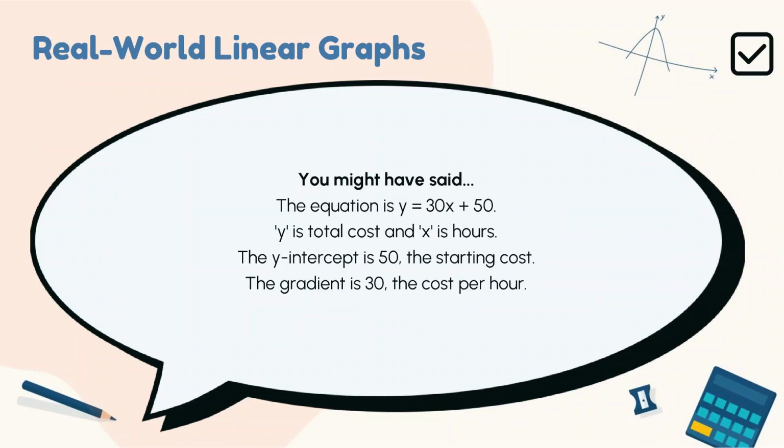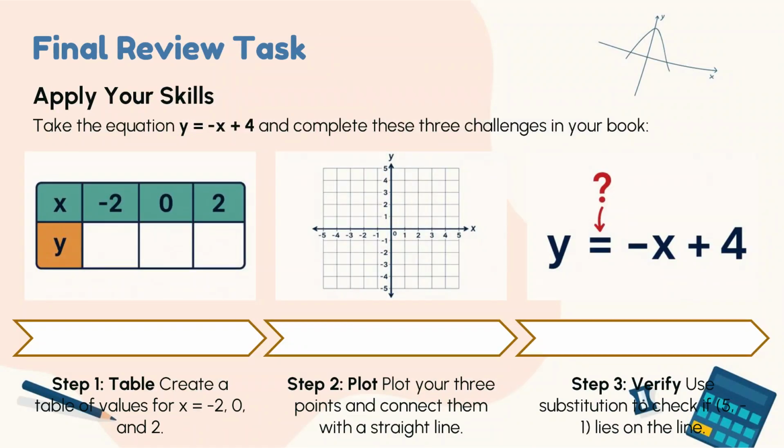You might have said, the equation is y equals 30x plus 50. Here, y is the total cost, and x is the number of hours worked. The y-intercept is 50 because that is the starting cost before any hours are worked. The gradient is 30 because the cost increases by £30 for every extra hour. On a graph, this would be a straight line starting at 50 on the y-axis and rising by 30 for every 1 hour across. Let's finish with a final review task.